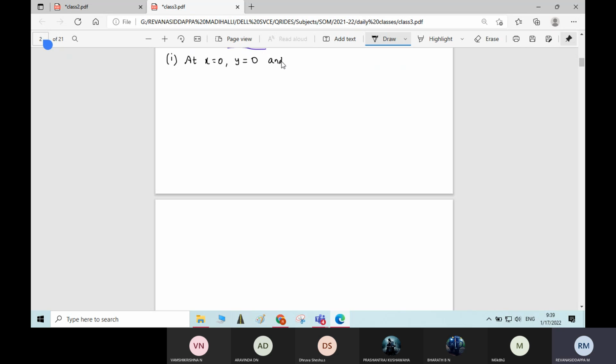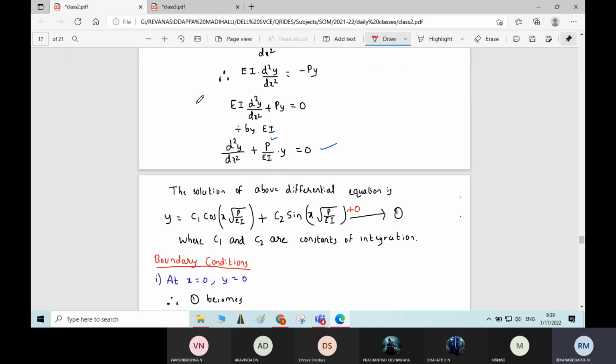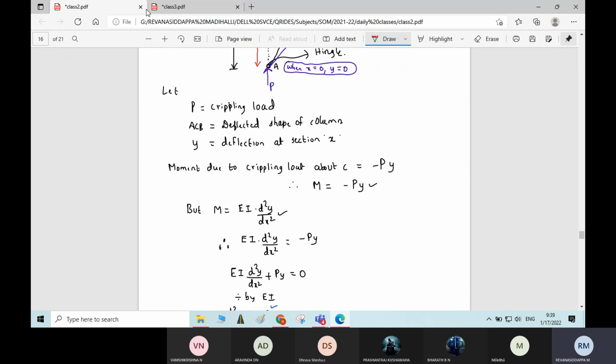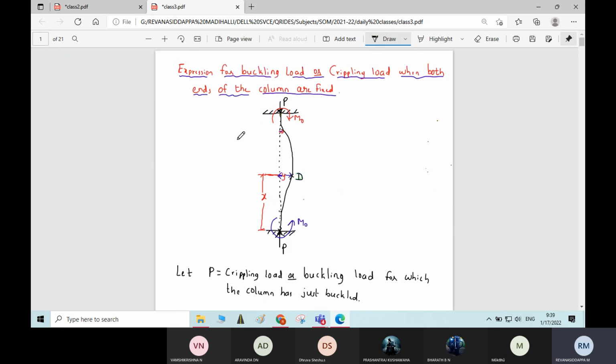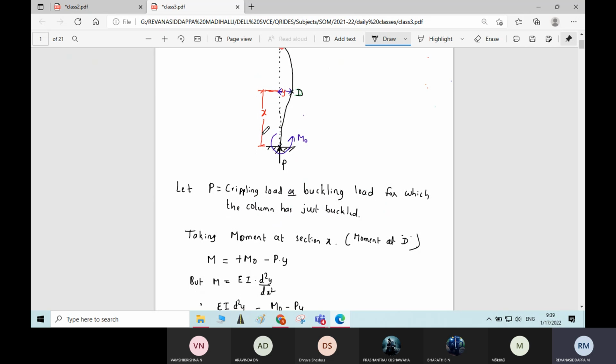And also the slope will be 0. There is no slope here. Initially this column is straight only. After some distance, there is buckling of the column. So here there is no slope. Initially it is straight like this, and after that it is bent like this.